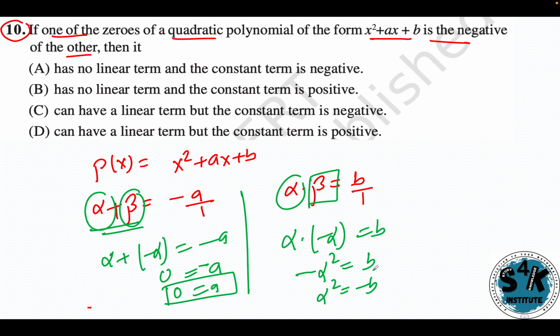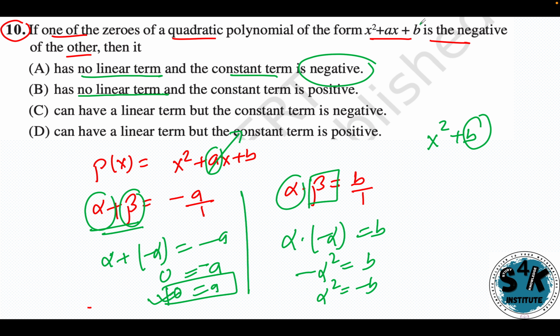Here a is 0, so it becomes x square plus b, and b value is negative. So it has no linear term, the linear term is obviously gone because a is 0. The constant term is negative, so b is negative obviously, because if b is positive, this will give you negative, and alpha square is positive. So yeah, answer is A.